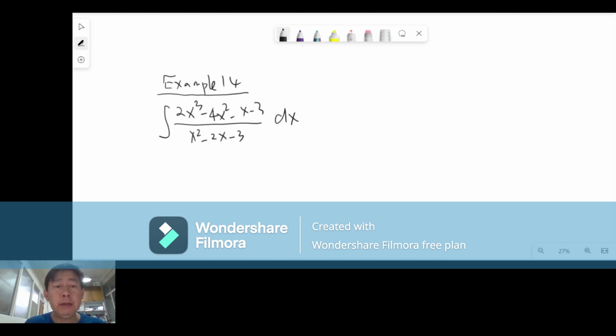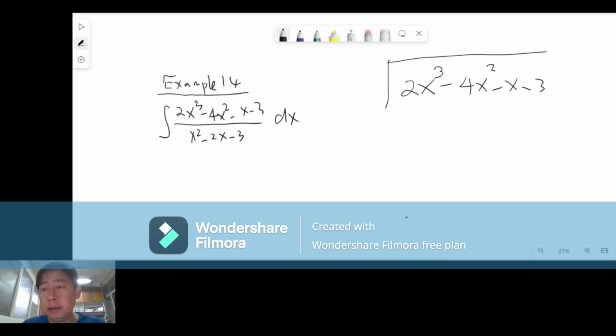To reduce the improper fractional function into a proper fraction, we have to apply what we call long division. Let's see how long division can be performed on this fractional function. So first, you write down the numerator polynomial in the division symbol, and you write the denominator function outside.